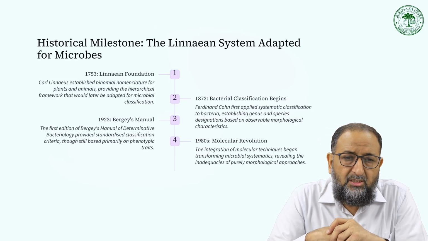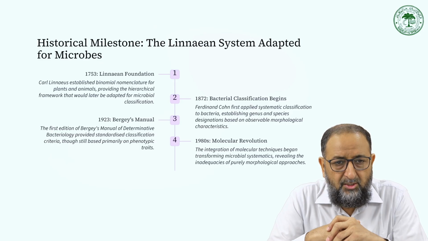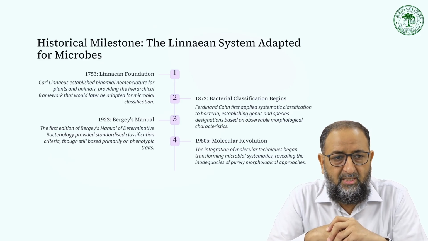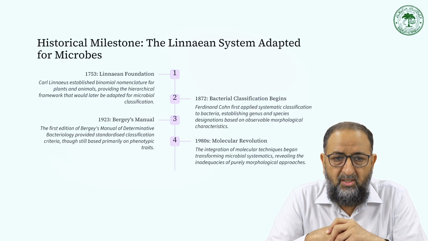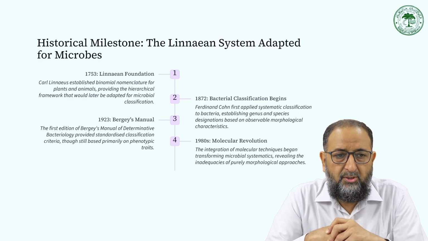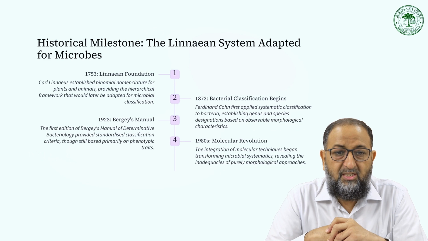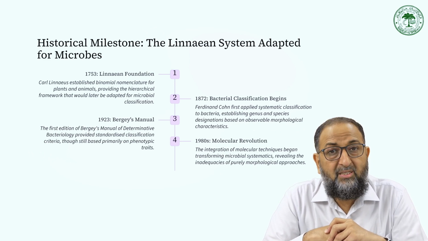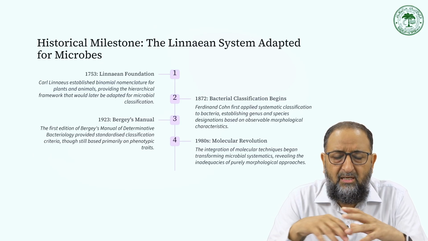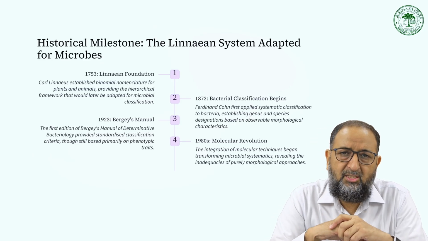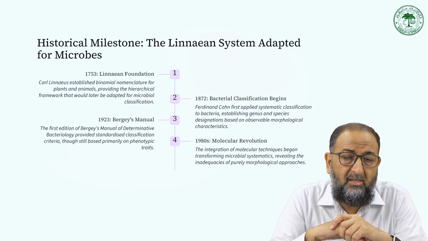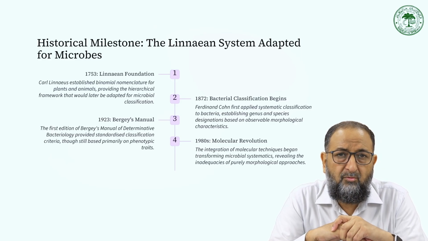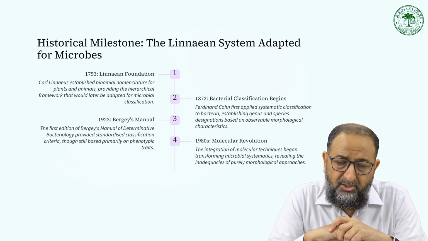Then in 1923, very recent in the history of classification, Bergey's Manual was the standard benchmark for classification. The first edition of Bergey's Manual of Determinative Bacteriology provided standardized classification criteria, though still based primarily on phenotypic traits. Now, these are all conventional methods of classification, where phenotypic expression and morphological, cultural, nutritional, and metabolic conditions are considered in identifying characters.